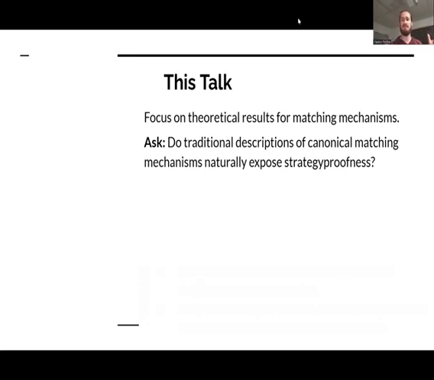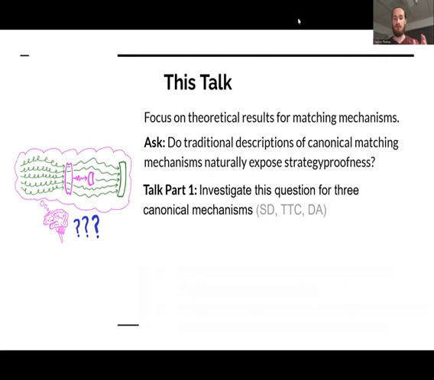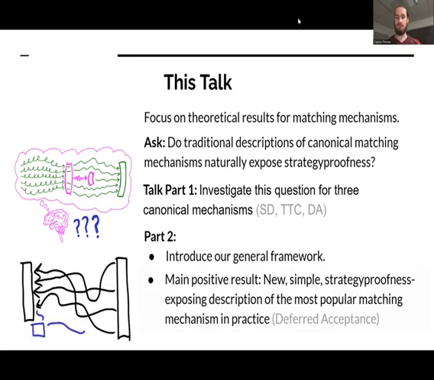I'll start by just asking a kind of high-level question that I think is really interesting. I'll just ask, do traditional descriptions of canonical matching mechanisms naturally expose their strategy-proofness? And in part 1 of the talk, I'll just investigate this question for 3 canonical mechanisms. In part 2, I'll finally introduce our general framework. I'll motivate it using the story from part 1, and then finally I'll give our main positive result, which is going to be a new, simple, strategy-proofness-exposing description of the most popular matching mechanism in practice.